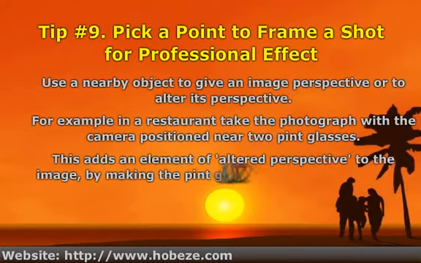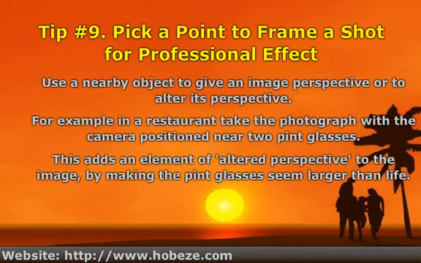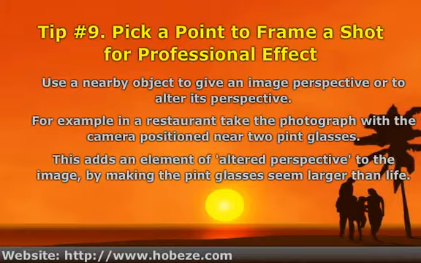For example, consider an image taken in a relatively unexciting restaurant environment. By purposely using 2 pint glasses, the photographer can add an element of altered perspective to the image by making the pint glasses seem larger than life. This is achieved by positioning the camera near the glasses in the foreground and keeping the person in the background. It would also emphasize what the individuals in the image were engaging in at that moment in time.